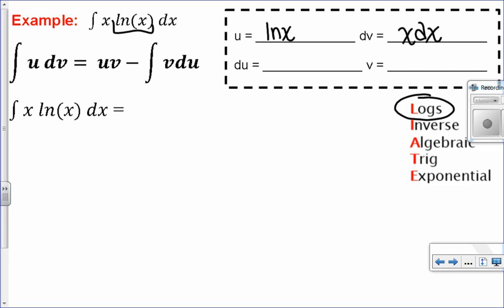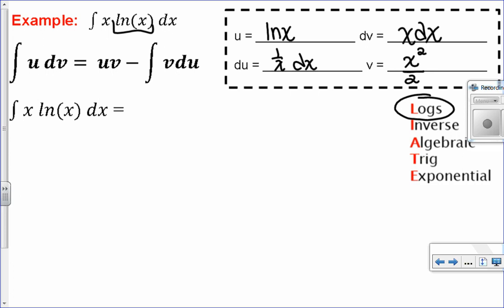Now the derivative of u, so if I have ln x, the derivative of u would be 1 over x dx. If I have dv being x dx, I ask myself, the derivative of what function will be x? So you take your x, you increase the exponent by 1, and divide by the new exponent, which is 2. So let's plug this into our equation.